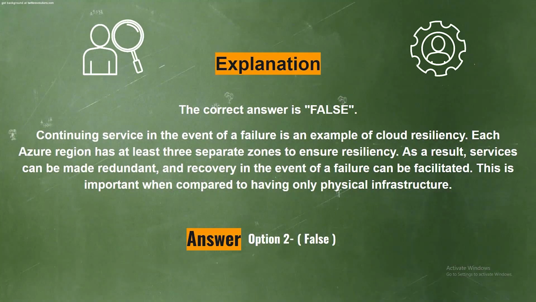Explanation. The correct answer is false. Continuing service in the event of a failure is an example of cloud resiliency. Each Azure region has at least 3 separate zones to ensure resiliency. As a result, services can be made redundant, and recovery in the event of a failure can be facilitated. This is important when compared to having only physical infrastructure.